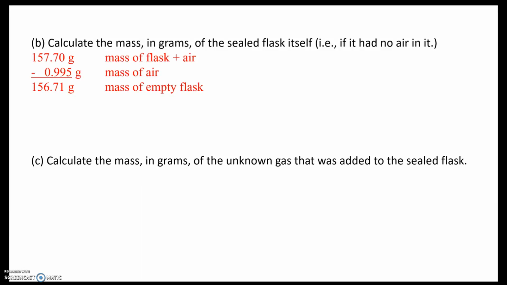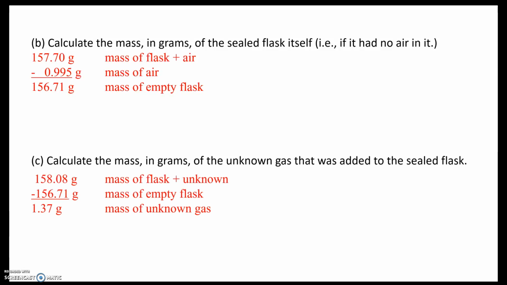All right, part C, calculate the mass in grams of the unknown gas that was added to the sealed flask. So the mass of the unknown plus the flask itself, 158.08. The mass of the empty flask, which I've calculated in part B, 156.71. I take the difference, I get 1.37 grams. That's how much my unknown gas weighs, or what its mass is.